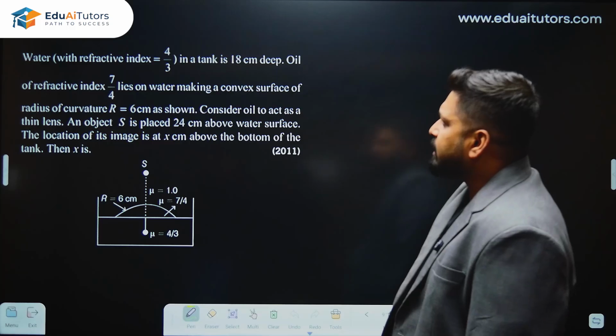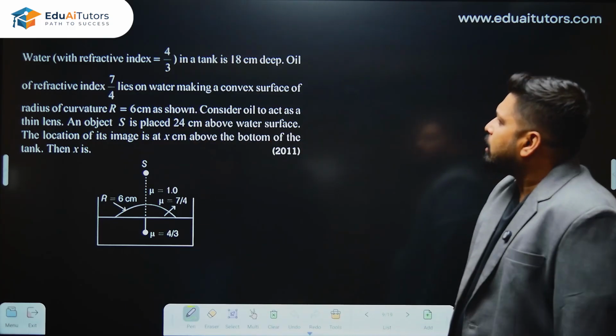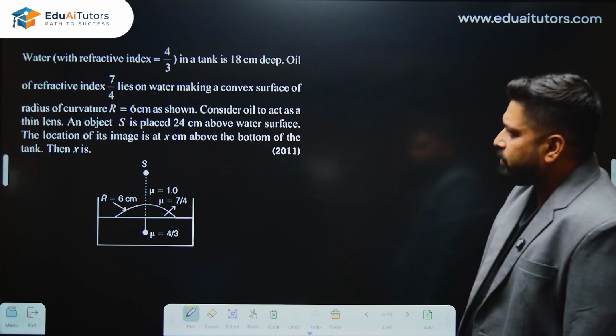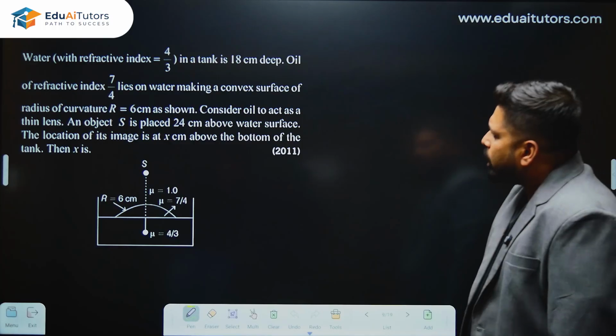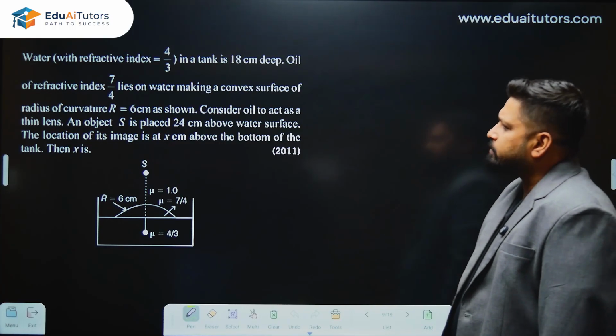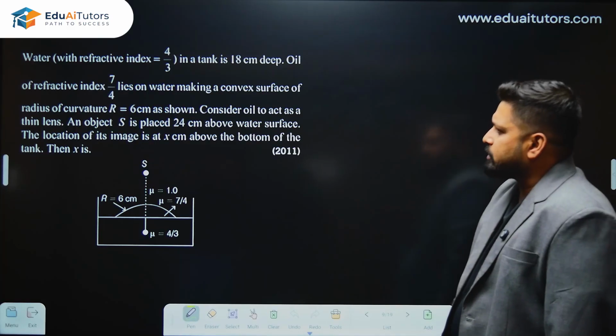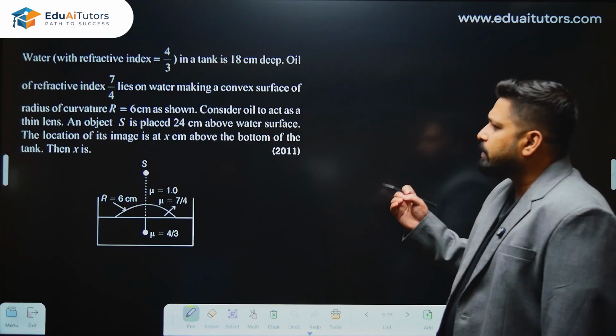Oil of refractive index 7/4 lies on the water, making a convex surface of radius of curvature R, which is equal to 6 centimeter, as shown. Consider oil to act as a thin lens, an object S which is placed 24 centimeter above the water surface. The location of this image is at X centimeter above the bottom of the tank.